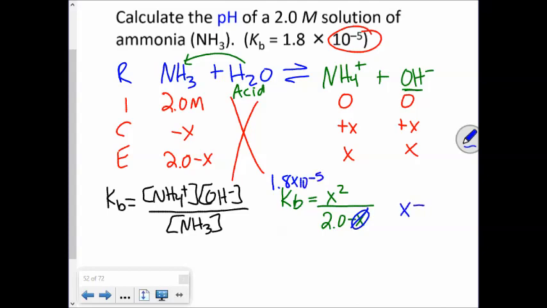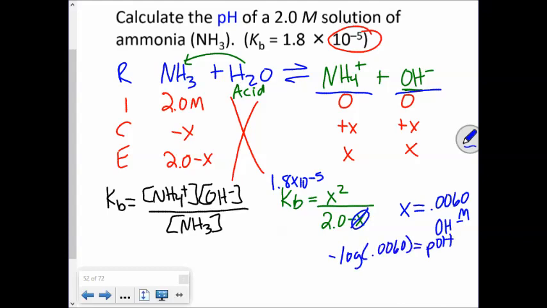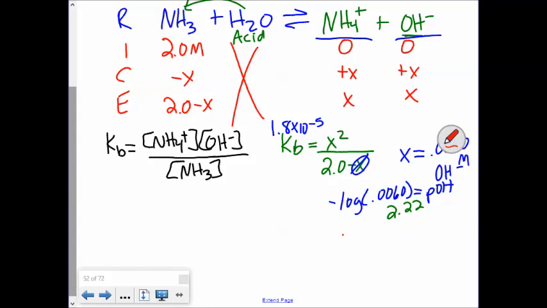What do we get for our x value? 0.0060. Good. That's going to represent the ammonium and the hydroxide because it's 1 to 1, so they're making the same amounts there. And since we want the pH, this is actually our concentration of hydroxide, so what can we do to that? Negative log it, and that's going to give us the pOH. What is the pOH? 2.22. Then we've got to do 14 minus the 2.22, and that's going to give us our pH, which is 11.78.